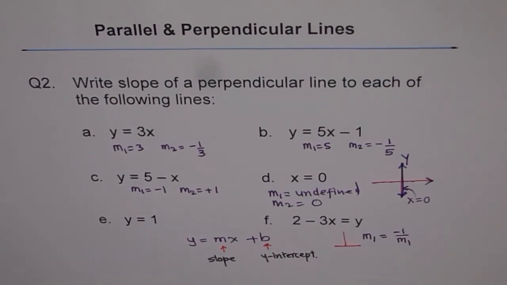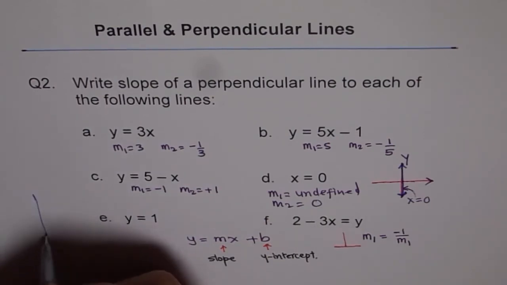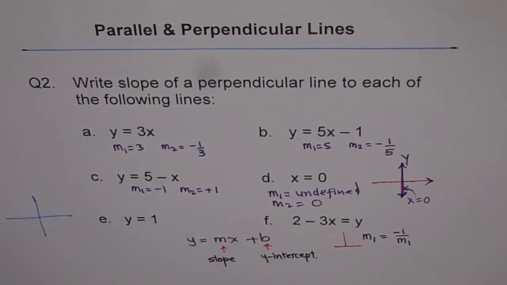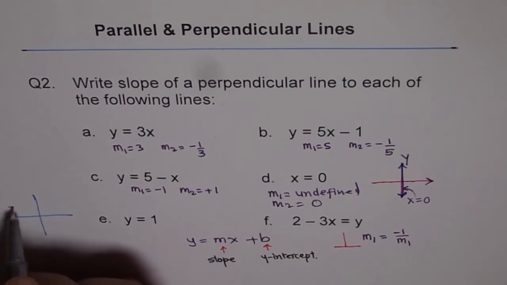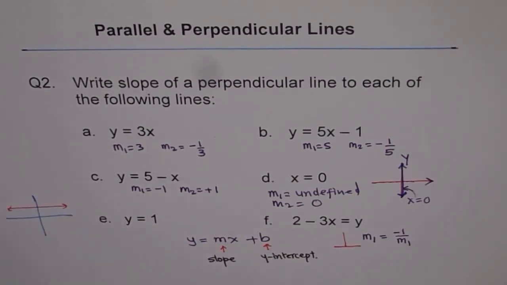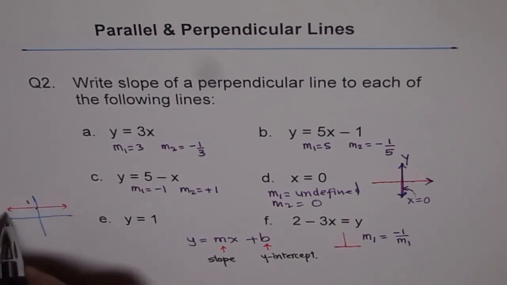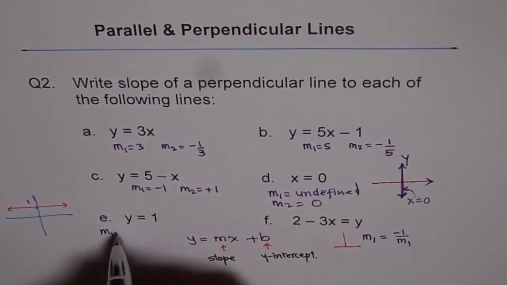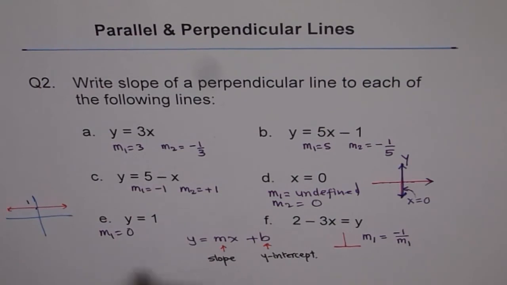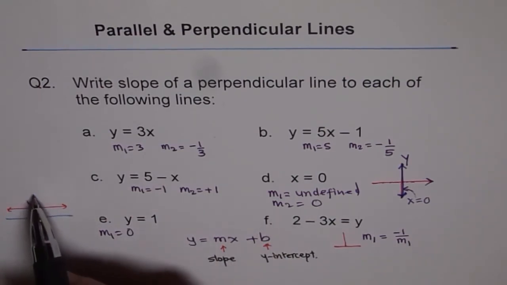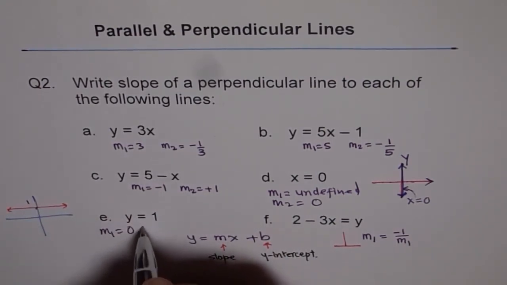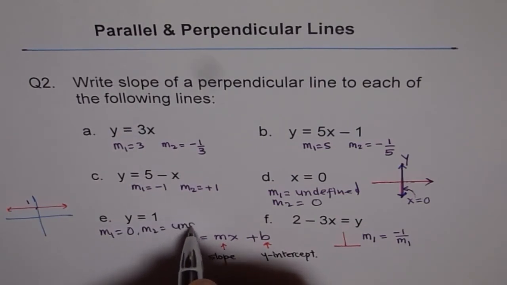Similar is this. When we say y equals 1, then we really mean that it is a horizontal line where each and every value of y is 1. Let's say this. So y-intercept of this line is 1, correct? And since it is horizontal, slope of this line is 0, and slope of perpendicular line will be like this, which is undefined. So we say m2 is undefined.